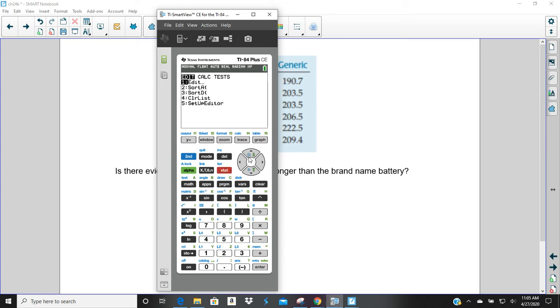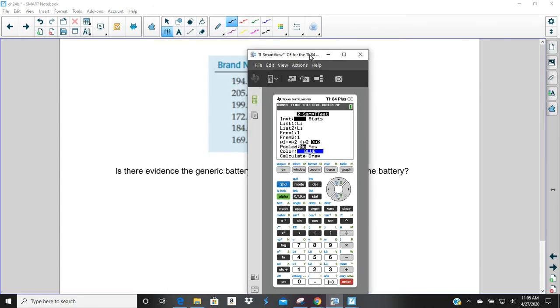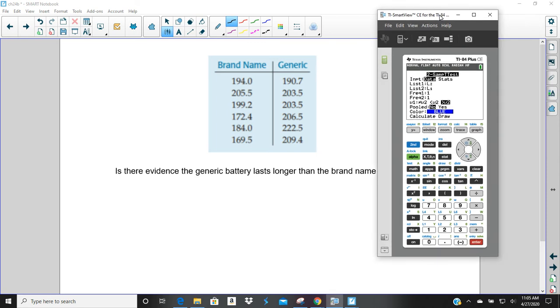So let's go back to stat, tests. We're going to go down to two sample t-test. You see it right there? I'm going to choose that. L2 is going to be first. L1 is going to be second. I'm looking to see, is there evidence that generic batteries last longer? So I'm going to have it that it's like this.